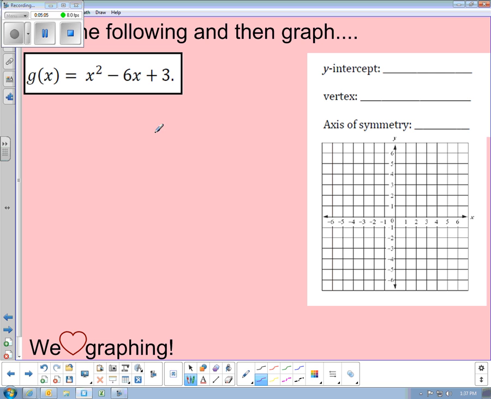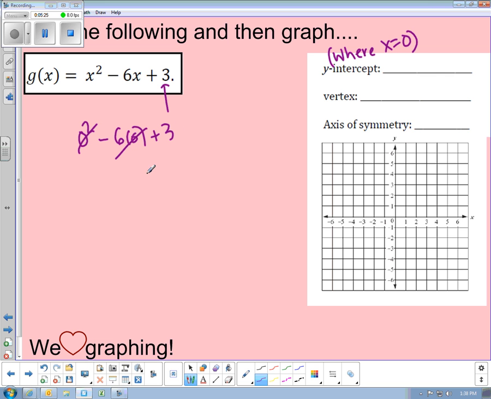The y-intercept is easy. The y-intercept is where we have c, or in other words, where x equals 0. Remind yourself that if you've forgotten what y-intercept means, it's where x equals 0. So if you consider plugging in 0 for x, I'd have 0 squared minus 6 times 0 plus 3.